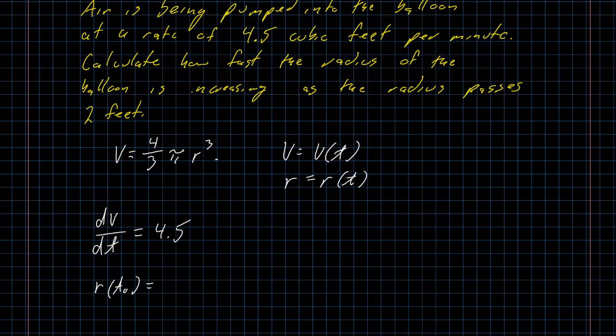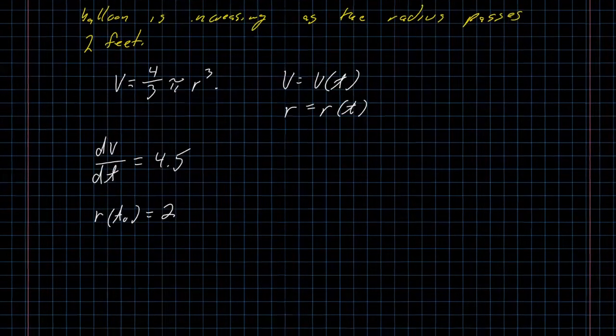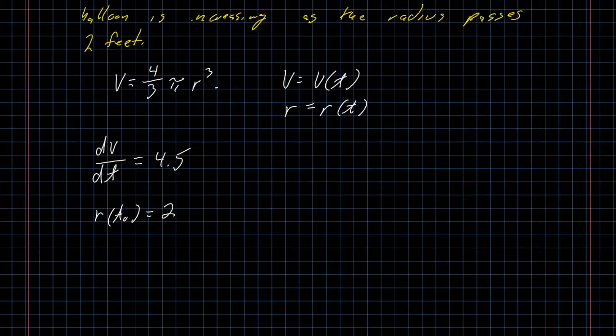We know that there is some t, I'm going to call it t naught. It's the time that we care about. And at the time we care about, the radius is 2 feet. We're asked how fast is the radius growing? How fast is the radius increasing? How fast is the balloon growing? All of those things mean the same thing.